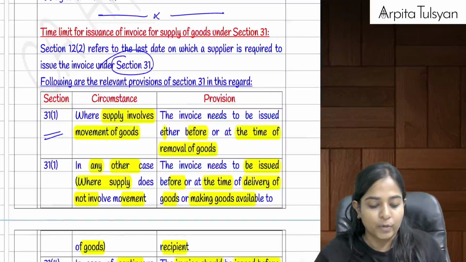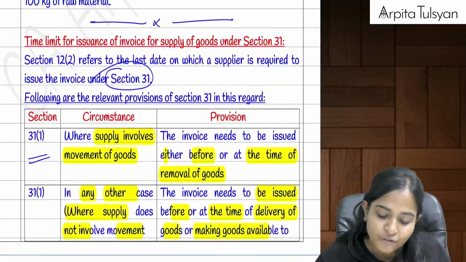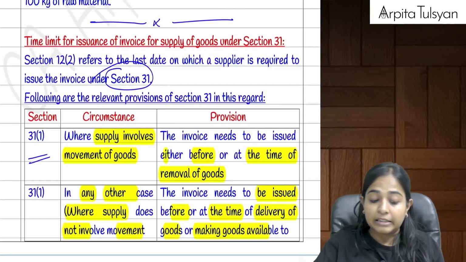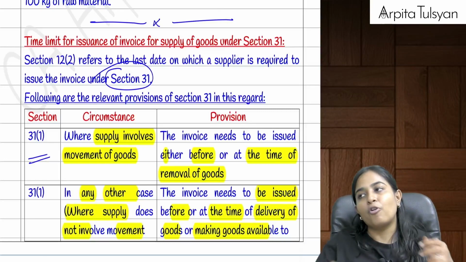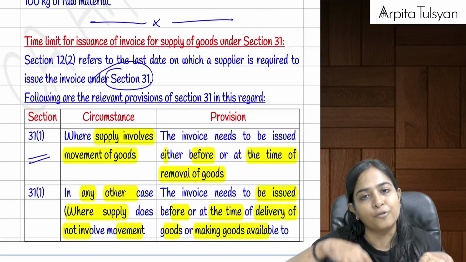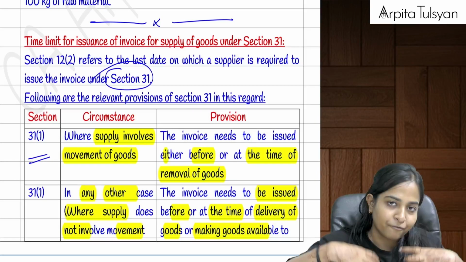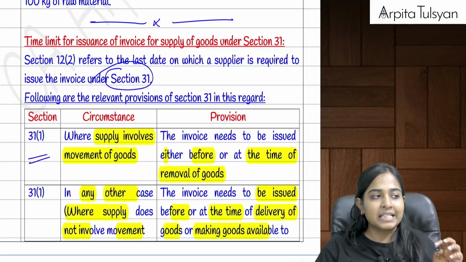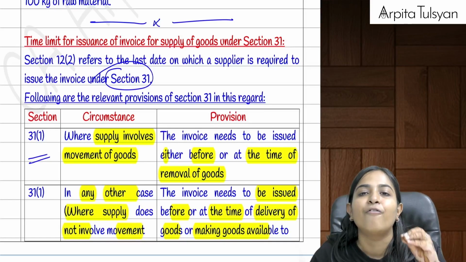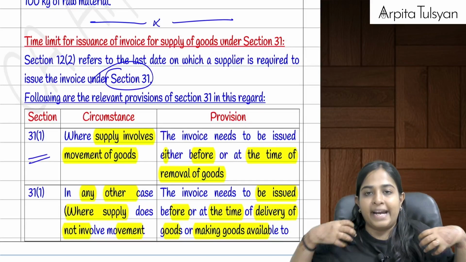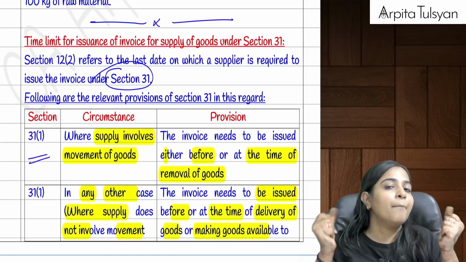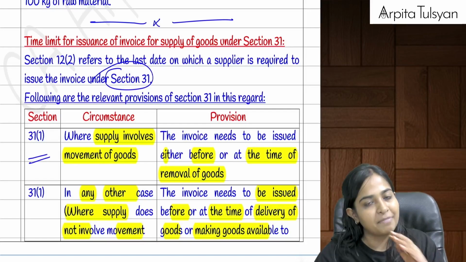Can you see this? Time limit for issuance of invoice for supply of goods under section number 31. What is given here? When the supply involves movement of goods, meaning the goods are going to come from me to you, then on or before the removal of goods from my end, the invoice should have been issued.